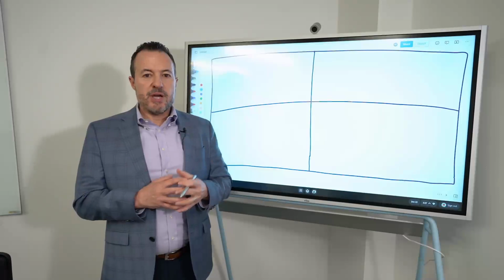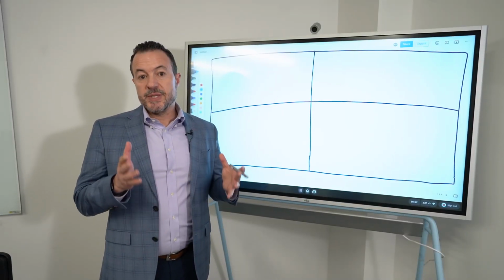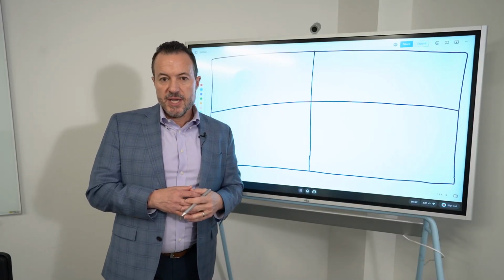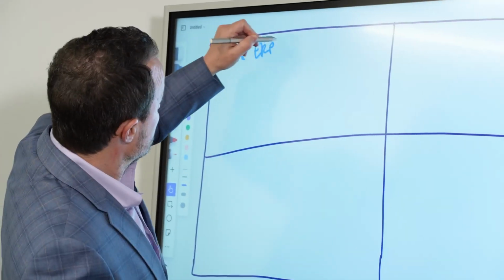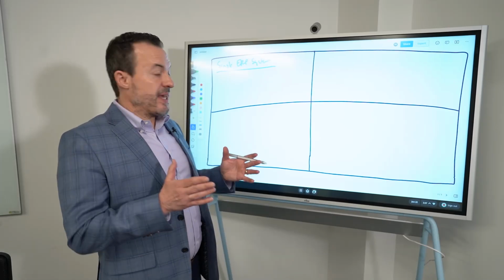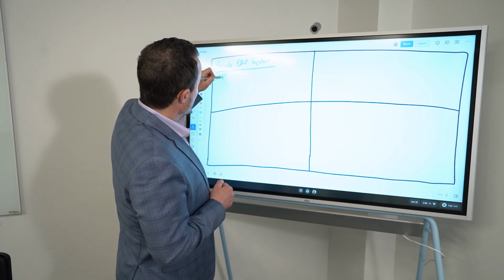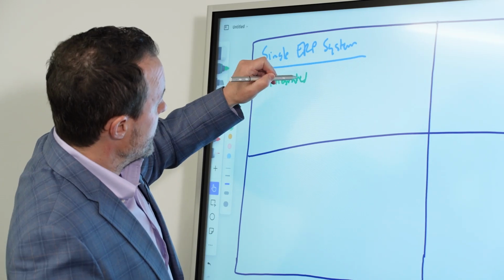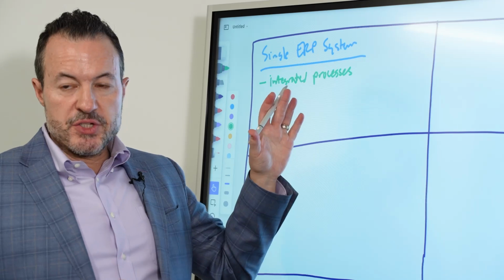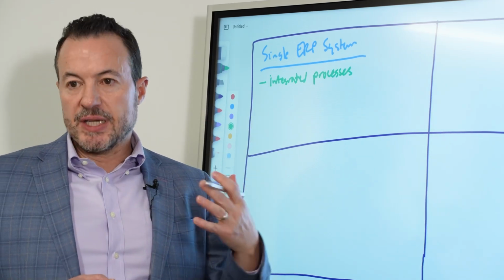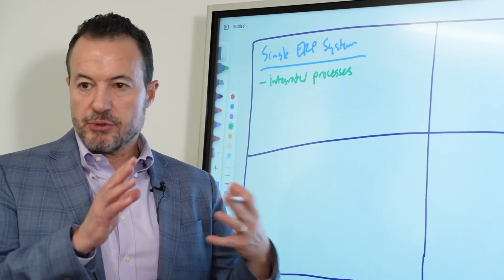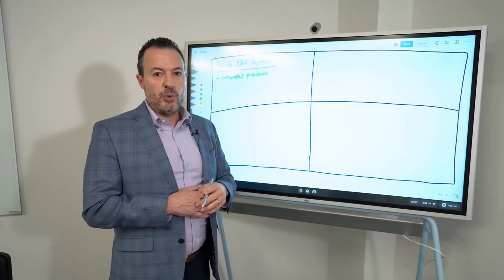The first option you have as an organization, and this has historically been the most common option for organizations, is to select a single ERP system that's going to address the needs of your entire organization. Now, the main advantage of a single ERP system is, first of all, it's integrated end-to-end processes. And what this means is you don't need to have different technologies to address different departments or different locations or different workflows within your organization.